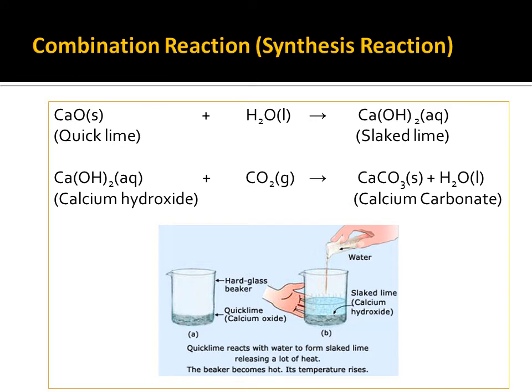Okay, more examples. Here we do the reaction between quicklime, that is calcium oxide, with water. When we dissolve the calcium oxide in water, they form a new substance that is known as calcium hydroxide, and it is also known as slaked lime. And it is white in color.